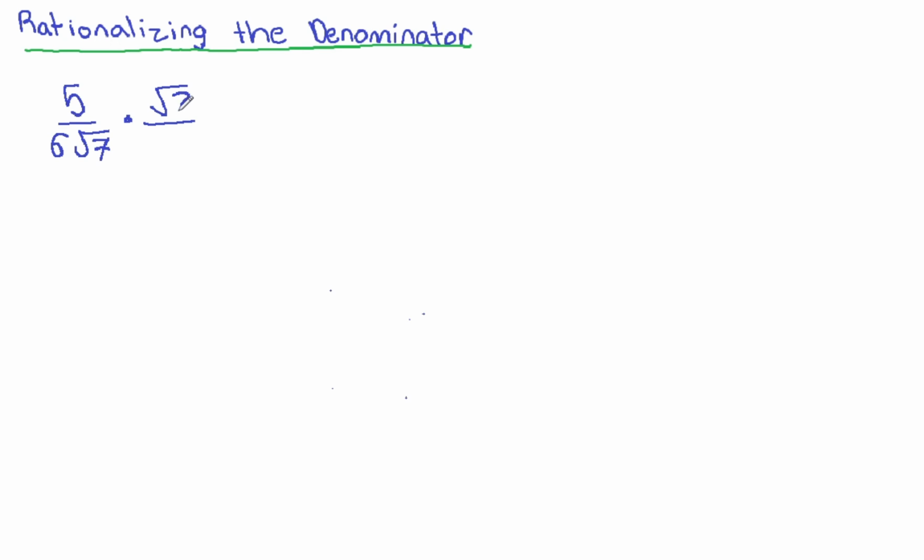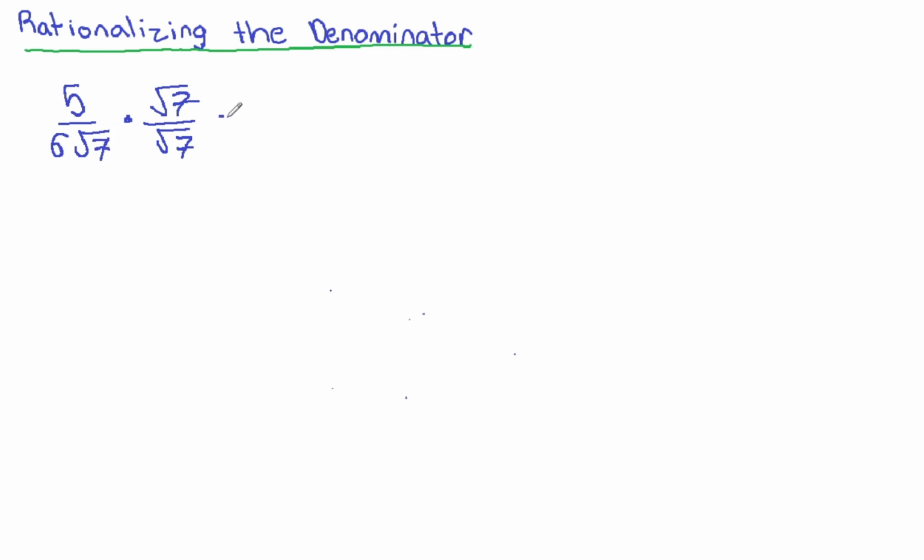So root 7 on top and root 7 on the bottom. When you multiply by root 7, essentially what you're doing is just multiplying by 1, because you're multiplying the numerator and the denominator by root 7. So these two cancel out, and basically this equation gets multiplied by 1. We're not changing the equation, but rather we're just getting rid of this root right here.